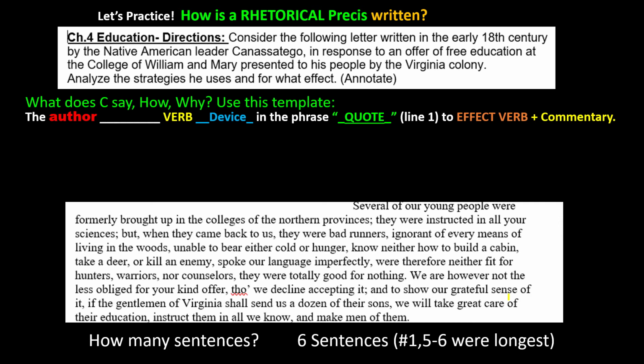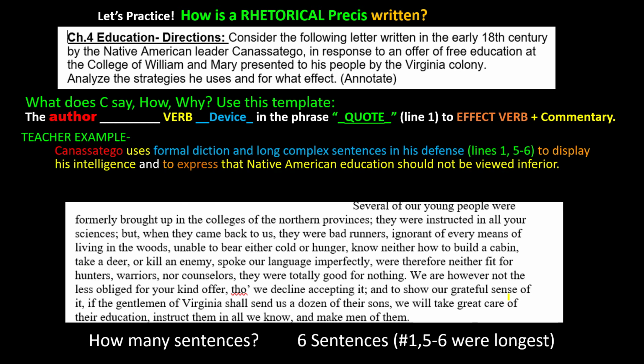Now, why would a Native American leader, Kanasatego, use such long sentences and high-level vocabulary? Well, here's my example. We're going to use this template. If I'm going to use this sentence template, this is what I could say. Kanasatego uses formal diction and long, complex sentences in his defense, lines 1, 5, and 6, to display his intelligence and to express that Native American education should not be viewed as inferior by the colonists.